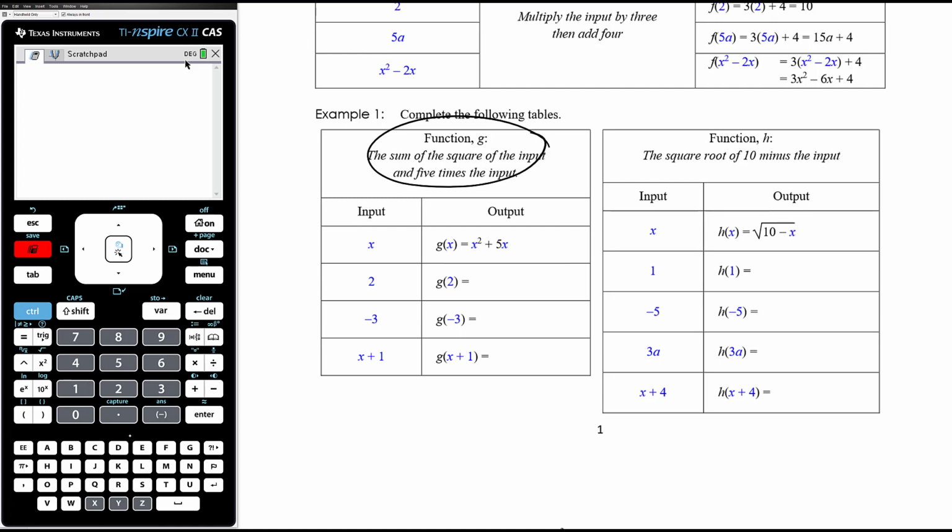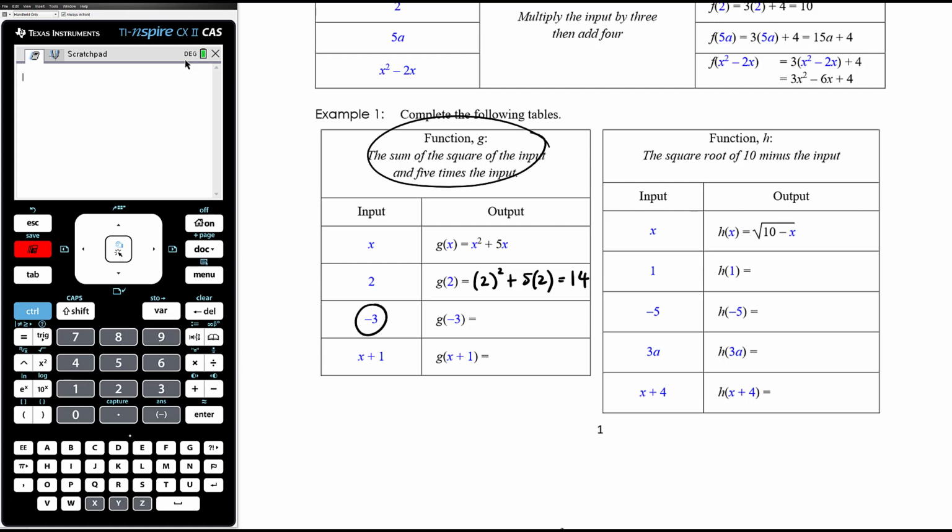If our input is 2, our output is going to be called g of 2. We're doing function g to the input value 2. And that means that we square 2 and add it together with 5 times 2, which is 4 plus 10, so 14. If our input is negative 3, the output is g of negative 3.